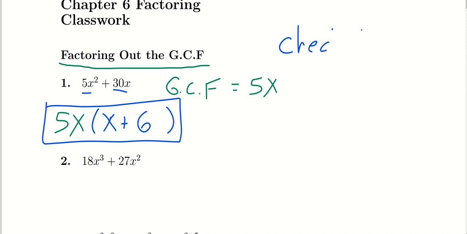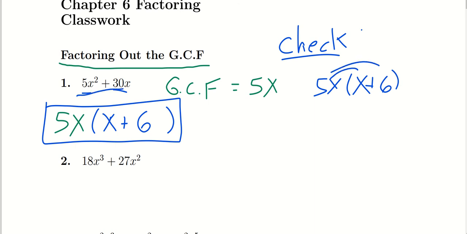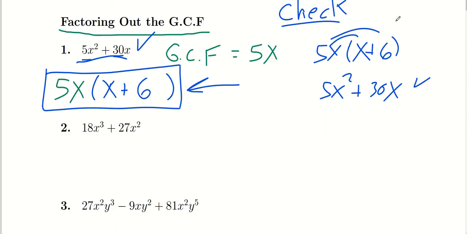One of the things that's nice about the process of factoring is you can always check your answer by distributing or multiplying it out to make sure that you recover the original expression. If I take 5x and redistribute it, 5x times x is 5x squared. 5x times 6 is a positive 30x. And sure enough, it does match up with what I started, so we know that we did find the correct answer.